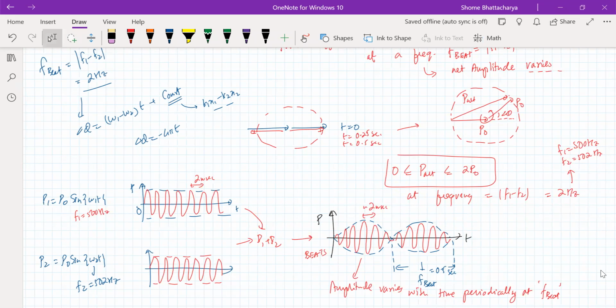But for the beats to be audible, the beat frequency should be less than about 5 hertz. Otherwise, the variation in loudness happens so fast that instead of hearing it as a variation, we sort of hear the average loudness. So the beats will not be audible. That's what I meant by saying that the beat frequency should be less than or equal to 5 hertz, so that we are able to clearly discern that the loudness of the sound is increasing and decreasing periodically. Otherwise, that variation is so fast that our hearing system is not able to process it. It just processes an average loudness.